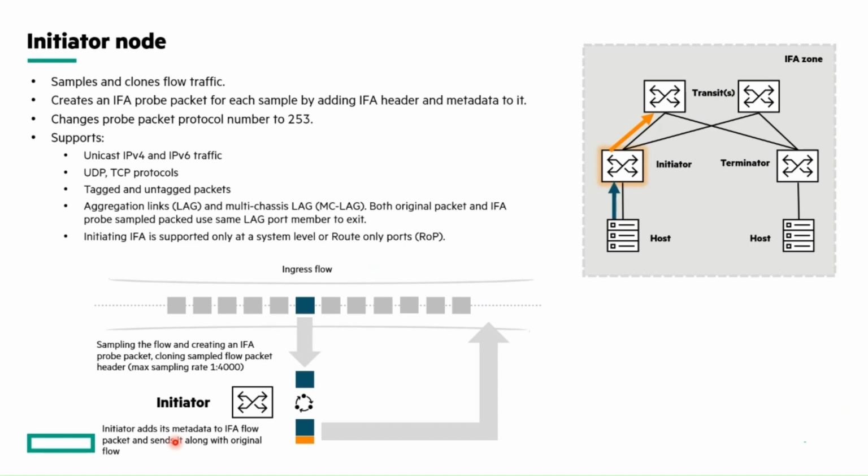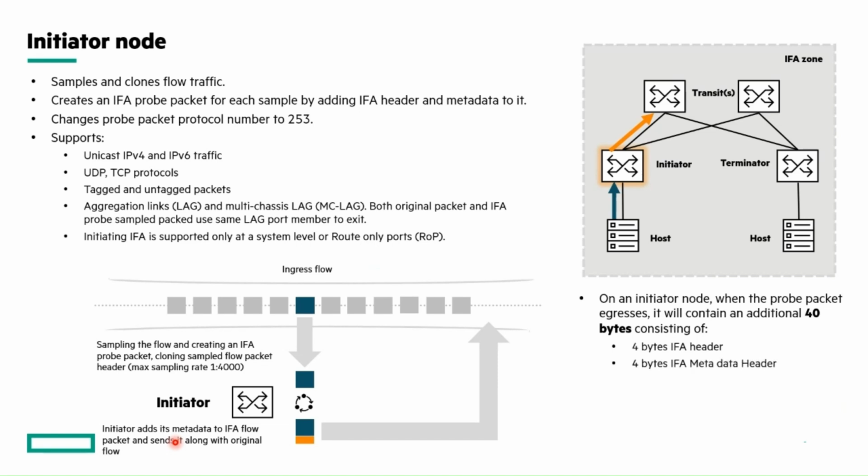Initiating IFA is supported only at the system level or on routed-only ports. On an initiator node, when the probe packet egresses, when it leaves the node after inserting all the IFA metadata, it will contain an additional 40 bytes, which include 4 bytes of IFA header, 4 bytes of IFA metadata header, and 32 bytes of metadata stack.